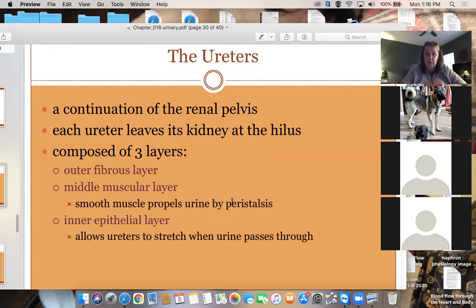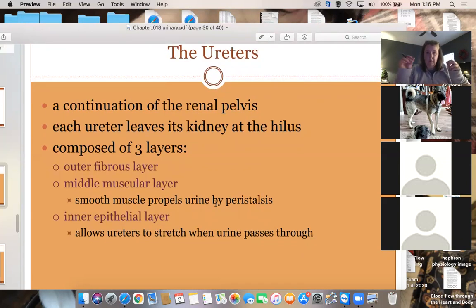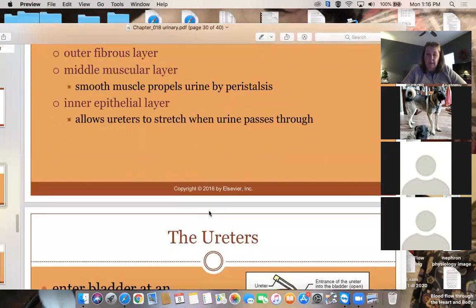And then, like most tubes I've talked about in the body, the inner layer is the epithelial layer, then you have a muscular layer, and then you have the fibrous layer. When we do dissection, these are very, very thin tubes. So when you look in, you'll see these two thin tubes that leave the kidney. And then if you find the kidney, you can trace it to the bladder, or some people find the bladder and trace backwards to the kidney. Either way, they are connected.